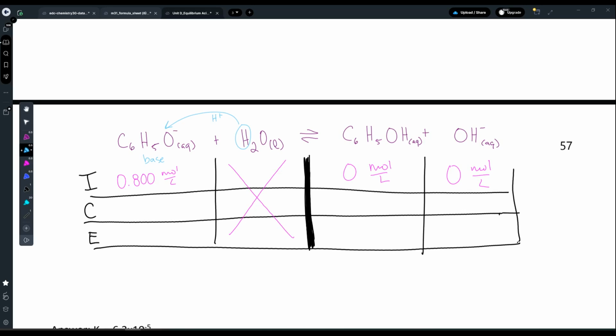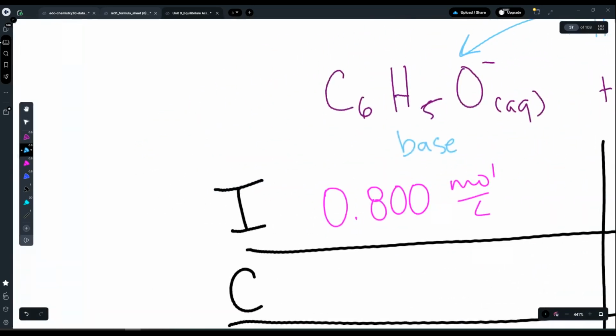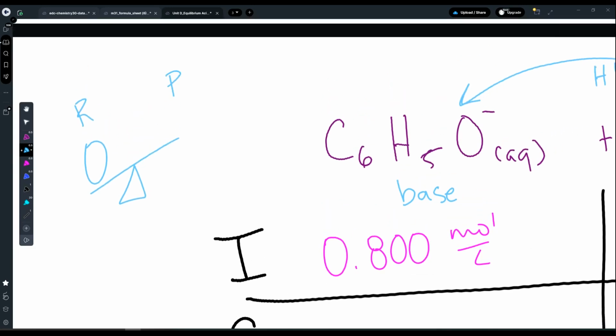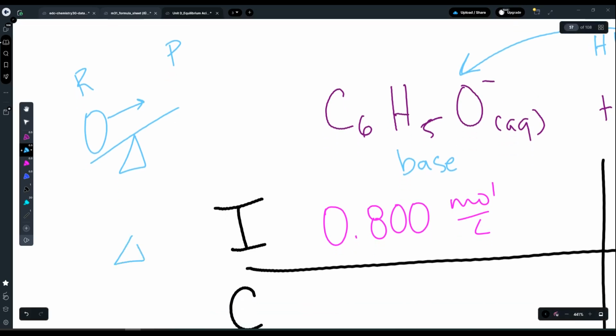Now for the change row, again, if we're using this visualization of the seesaw with reactants on the left-hand side, products on the right-hand side, this ball is going to have to move to the right in order to achieve a state of equilibrium, so quote-unquote balanced teeter-totter. Just remember that this analogy isn't perfect because equilibrium doesn't necessarily mean you have an equal amount of reactants and products here.